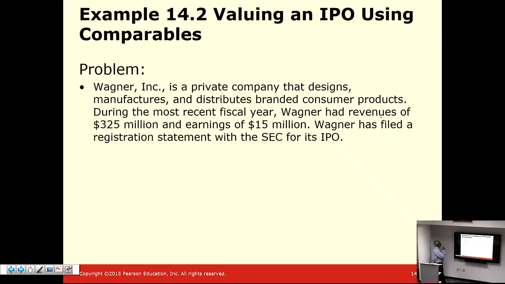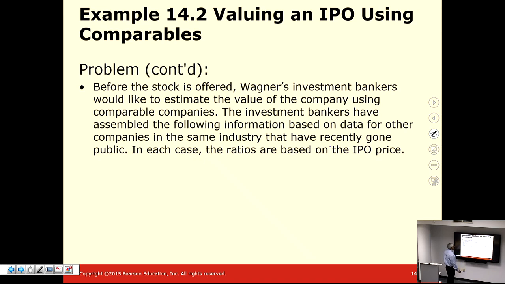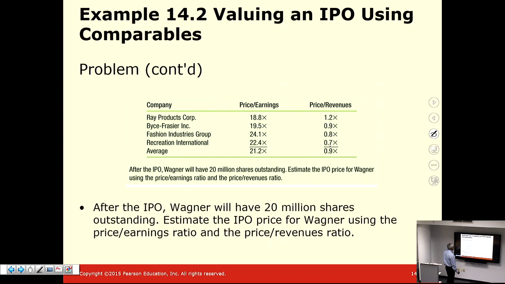Okay. So using the comparable approach, how do we value an issue? How do we value an IPO? In this case, we see over here that this company, Wagner, has a revenue of 325 million. And from that revenue, their total earnings or net income is $15 million. It has filed a registration statement with the SEC for its IPO. At what price should they price this IPO? So they look at PE ratios. These are the PE ratios for comparable companies, and they see that the industry average is about 21.2.